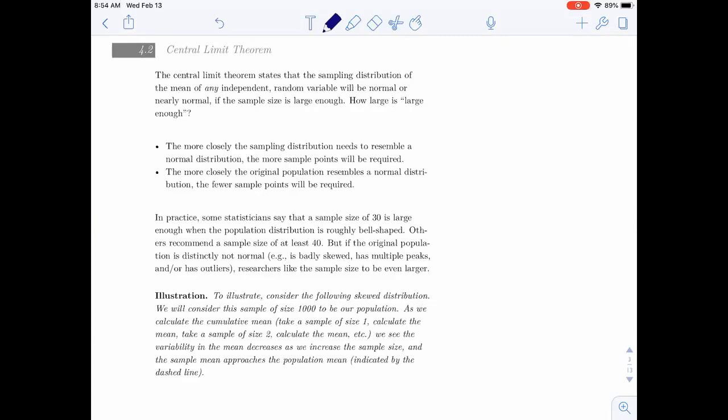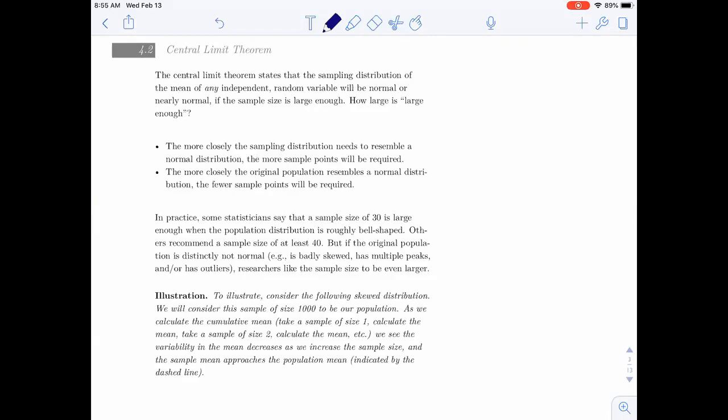So jury's kind of out. In practice, some statisticians say a sample size of 30 is large enough, assuming that you're sampling from something that's roughly bell-shaped, so approximately normal, doesn't have to be exactly normal. And then others recommend a sample size of at least 40. I've seen people push for 15. Well, not really, but if that's all you have, that's all you have, right?